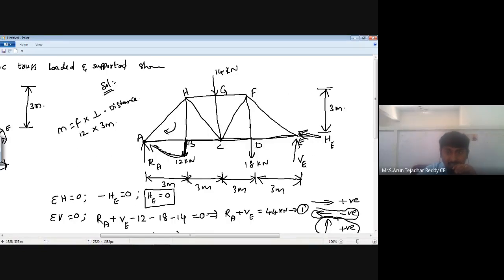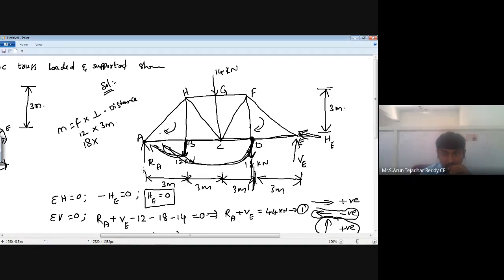Next, 18 kilonewton. Here 18 kilonewton is acting at point D, but our moment is about A, so take from D to A. Again the direction is downward, so it is moving in this direction from D to A. This is also clockwise. Here our force is 18 kilonewton into the perpendicular distance, that is from D to A.